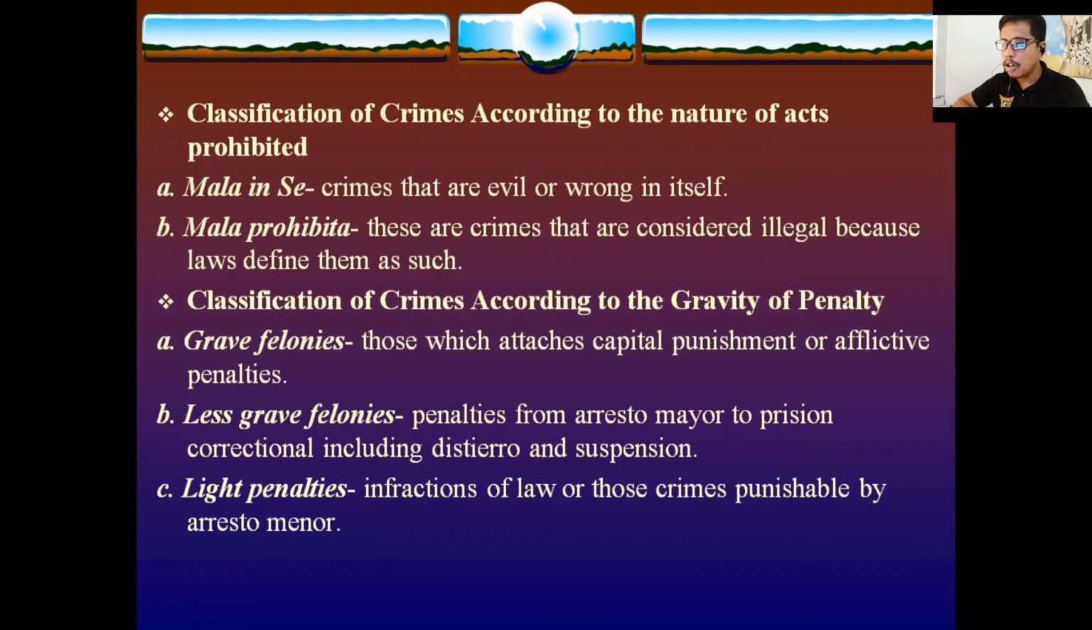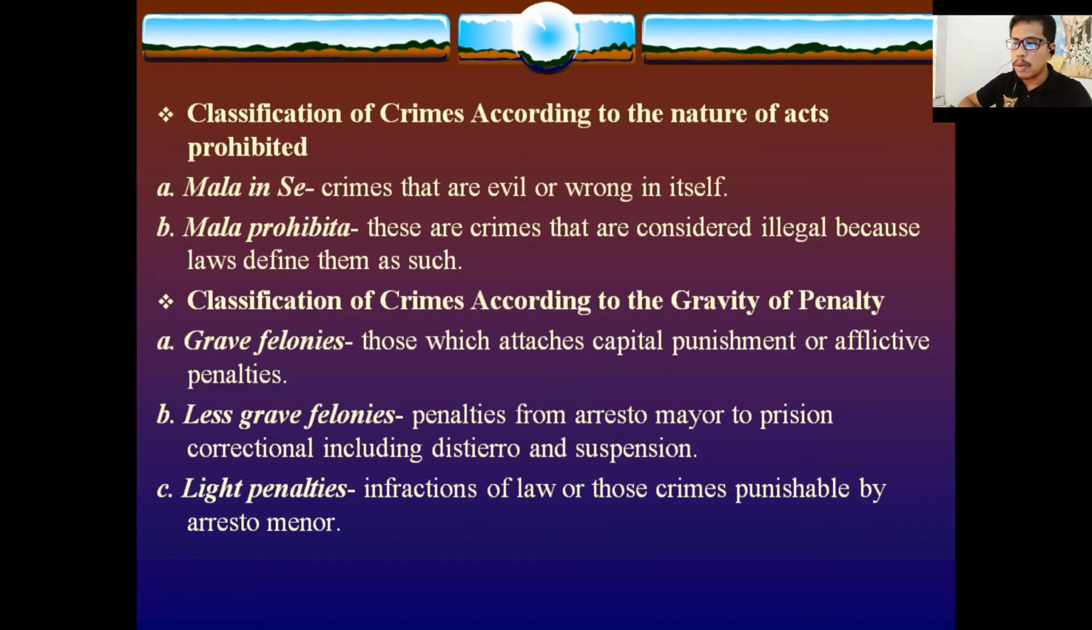Grave felonies are those which attach capital punishment or afflictive penalties. Now, when can you consider that a particular penalty is afflictive? It is afflictive if the penalty is from prision mayor up to reclusion perpetua. Okay? So, what is prision mayor? Prision mayor is 6 years and 1 day to 12 years. I repeat, what is prision mayor? Prision mayor is 6 years and 1 day to 12 years.